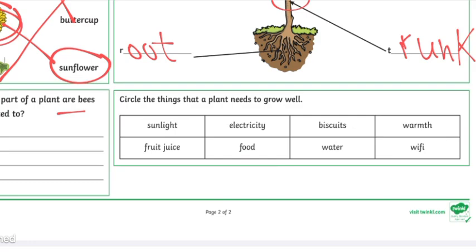Which part of the plant are bees attracted to? The bees. Do you think they love to smell the leaves or smell the flowers? Smell the flower.